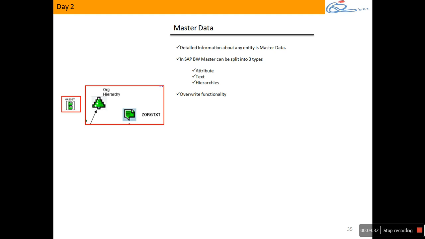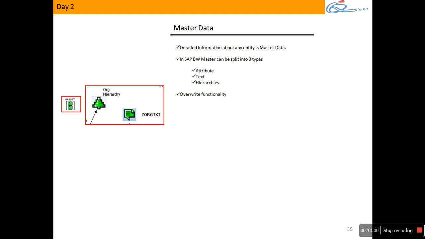In BW, master data, I have put that again in 3 types. When you say you are creating master data tables, you create a master table for attributes, a master table for text, and a master table for hierarchies. They are separate tables. See, customer master is all one. But for customer master, you can have a customer master attribute table, a customer master text table, and a customer master hierarchy table. So when you say master data, it can have 3 types: attributes, text, and hierarchies.